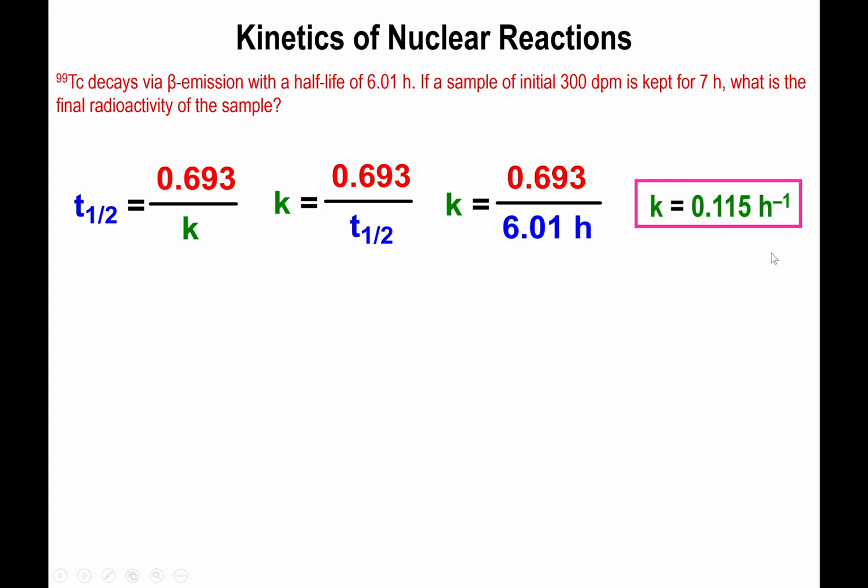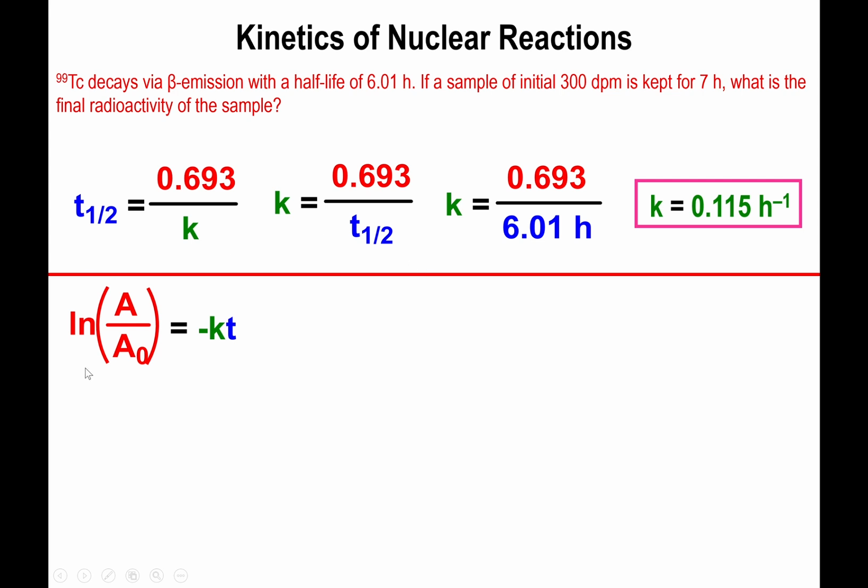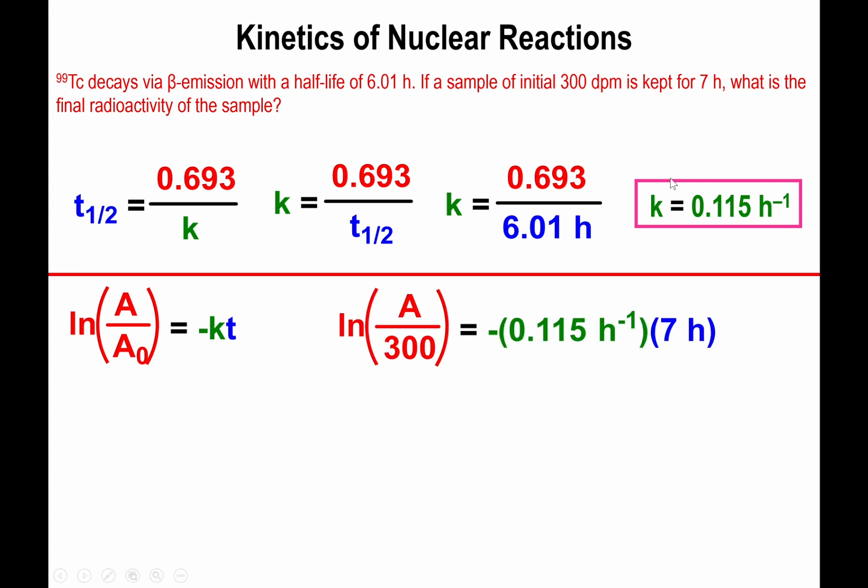All right, now that we have the value of k, we go to the integrated rate law for the first order reaction, and we input what we know. The initial concentration, or in this case the initial activity, is 300 dpm. So you can input 300 for A naught. The value of k we just determined to be 0.115 per hour, and the value of t, which is the time, is the 7 hours presented here. So technically speaking, we have everything except for the final activity of technetium-99.